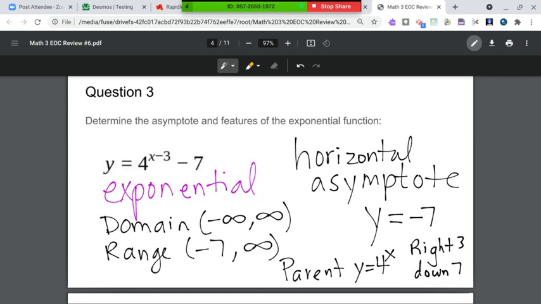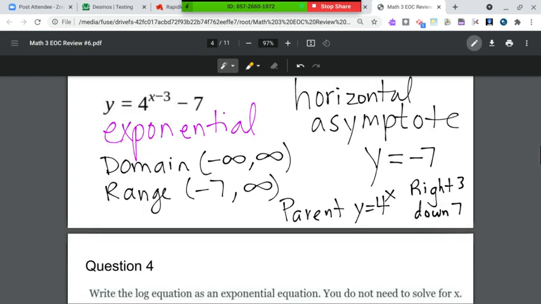Okay, but isn't it y equals ax? A would be a vertical stretch or compression if it's present. So normally it's y equals a times b to the power of x, and a is indicative of a vertical stretch or vertical compression. A here would be 1, so it's neither a stretch nor compression, and your parent would be 4 to the power of x.